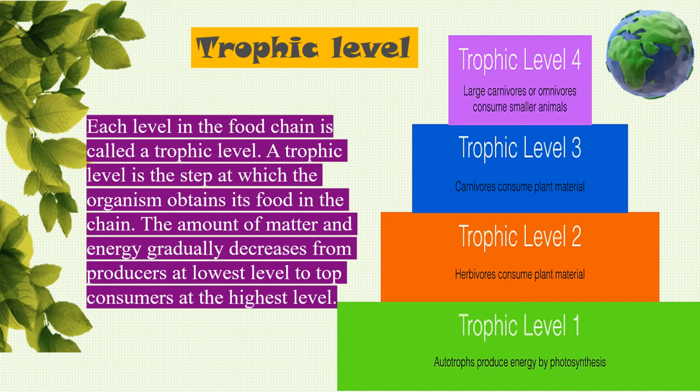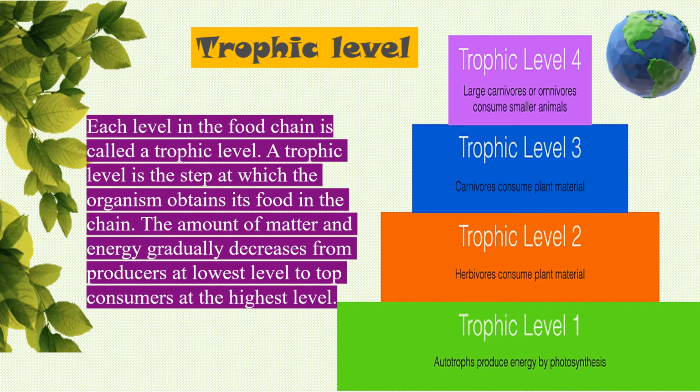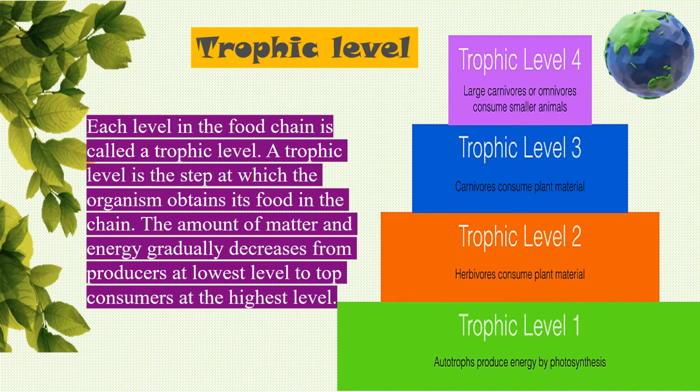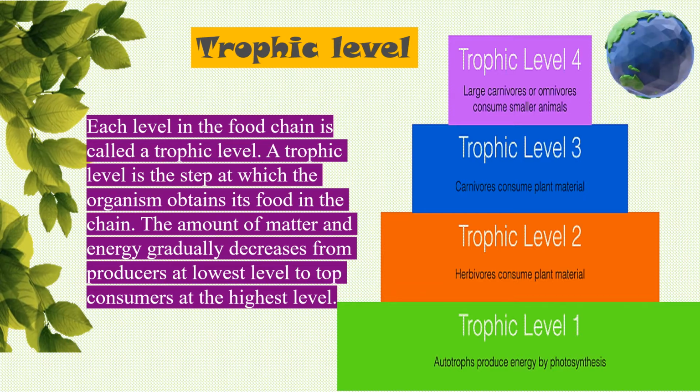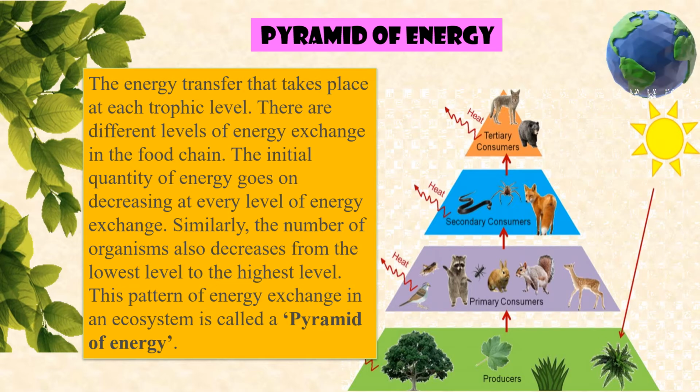The third level is the carnivores, which consume plant-eating animals. And the fourth one is large carnivores or omnivores, which consume smaller animals. Okay? So I hope now trophic level is clear to all my students. Next we move on to the pyramid of energy.